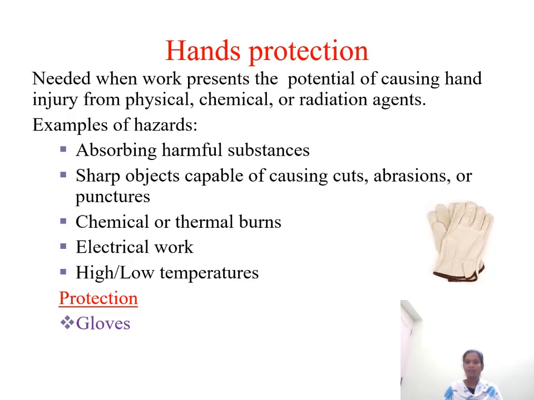Metal mesh gloves are used to protect against cuts and scratches, whereas aluminized fabric gloves are used to insulate hands from intense heat. So depending upon the hazard we are going to face, we should select suitable gloves.